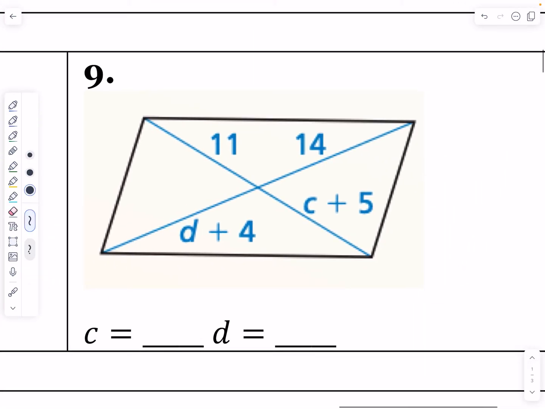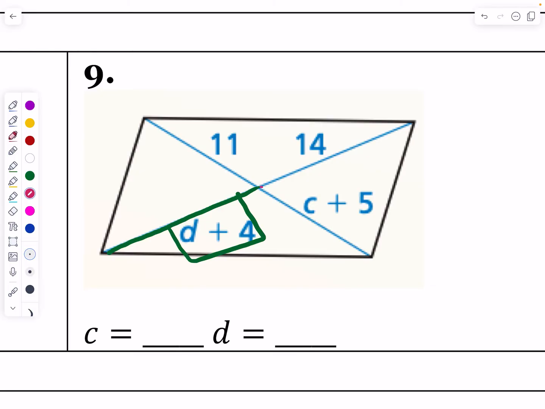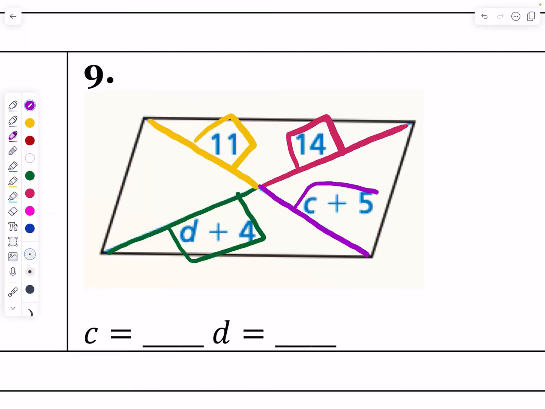Number 9 has some pieces of a diagonal. Now I do like to mark these. D plus 4 is talking about this piece of the diagonal. I'll do this in colors. 14 is talking about this pink piece of the diagonal. 11 is talking about this yellow piece of this diagonal. And then C plus 5 is talking about this purple piece of the diagonal.